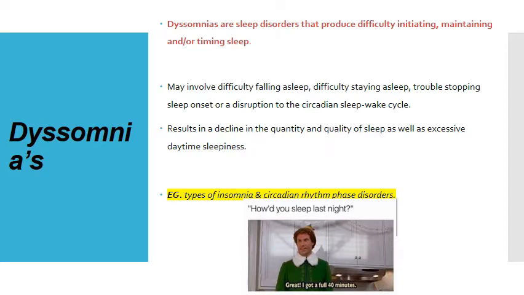So this can involve explicitly falling asleep, staying asleep, or stopping sleep onset when you're meant to be awake and aware. What this results in is a decline in the quality and the quantity of sleep, and so it results in excessive daytime sleepiness, which of course is your sleep deprivation. Examples are insomnia and circadian rhythm phase disorders. Another example which you don't need to know about is narcolepsy.